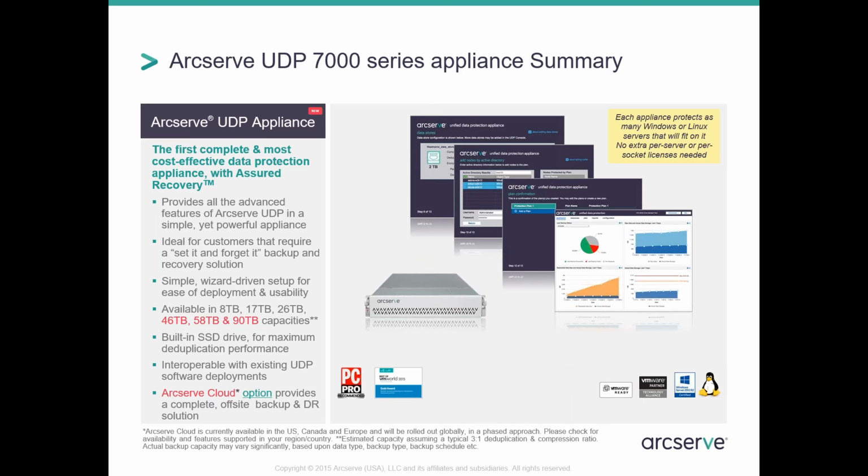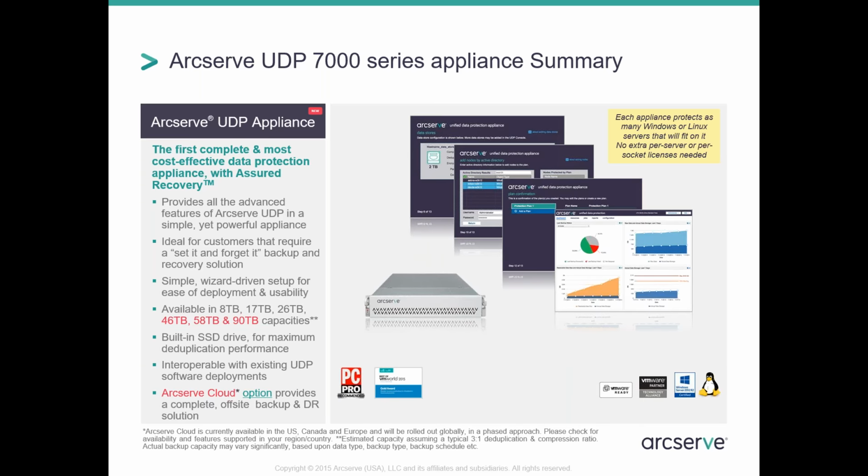You can discover all your servers that you want to protect, create your policies, and start backing up and deduplicating all the data. We have 6 appliances in our range, the 7100 all the way through to the 7600. The smallest appliance will protect up to 8 terabytes of data, and the largest appliance protects up to 90 terabytes of data. And then we have 4 models in between that. So we have the 17 terabyte, which is a 7200, a 26 terabyte unit, which is a 7300, and then it's 46 and 58 terabytes, which is a 7400 and 7500.